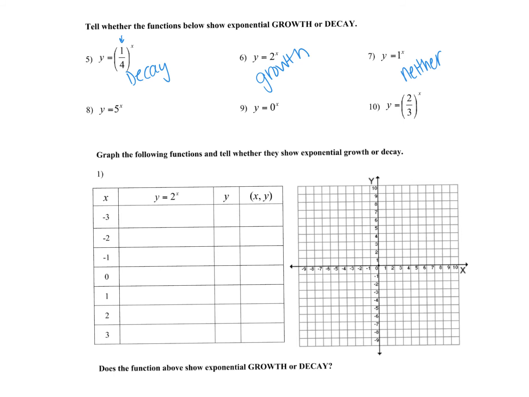Okay? So that's important to realize. So on 7 and 9, it's going to be neither, because it's always just going to be a straight line. It's neither growing nor decaying. Okay? So same thing with 8. Is that a growth or a decay? I know that 5 is bigger than 1, so it's a growth. And then looking at 10, I have a fraction, 2 over 3, which is less than 1, so this is called a decay.